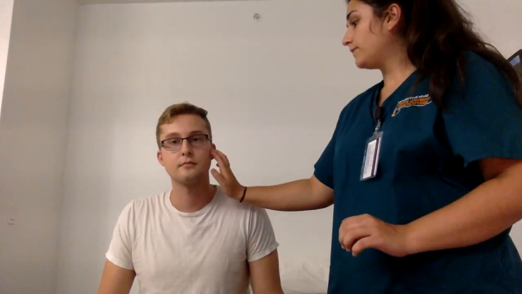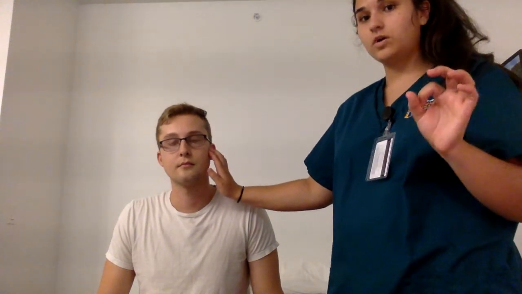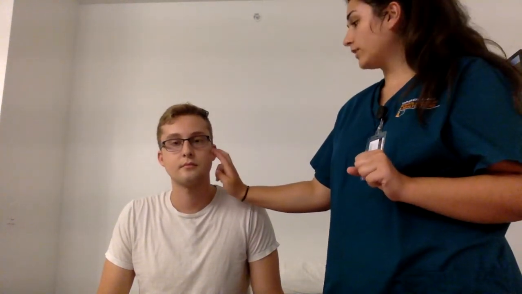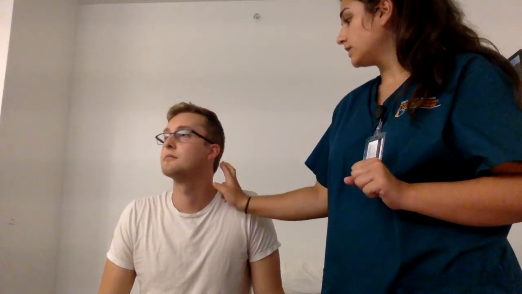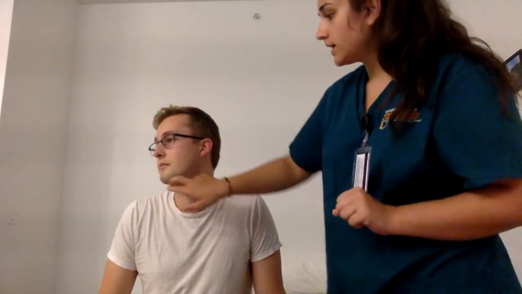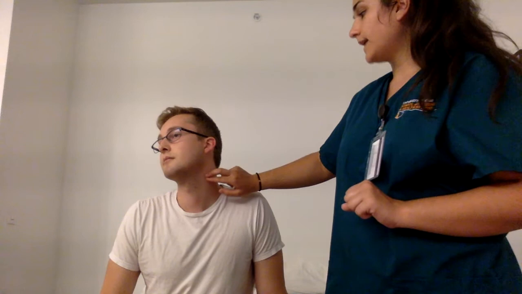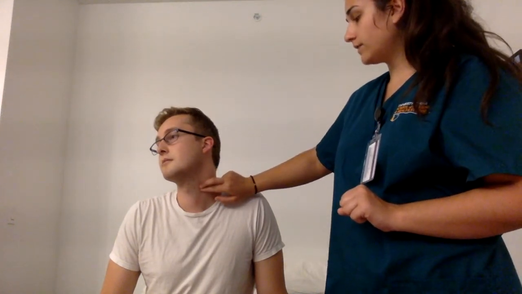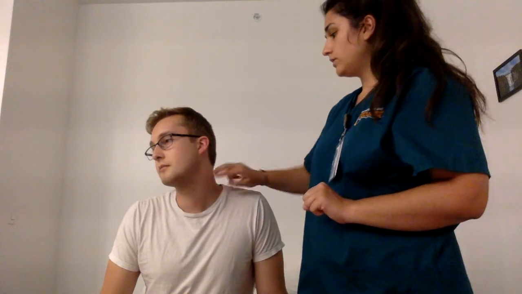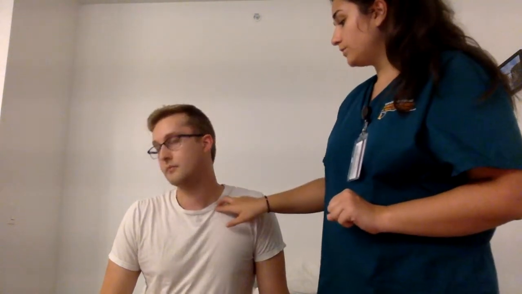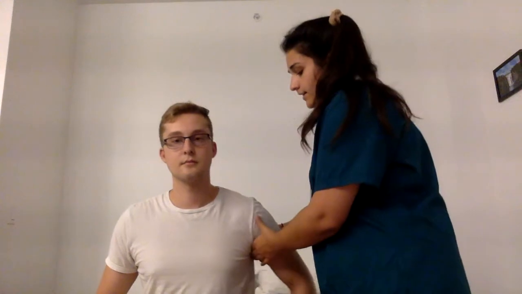Next, I will be assessing the lymph nodes. I'm going to be feeling for the lymph nodes. They should be small and slightly movable. I will look at the pre-auricular lymph nodes, post-auricular lymph nodes, submental, submandibular, jugulo-digastric, superior cervical, deep cervical, posterior cervical, supraclavicular, axillary, epitrochlear, and inguinal.